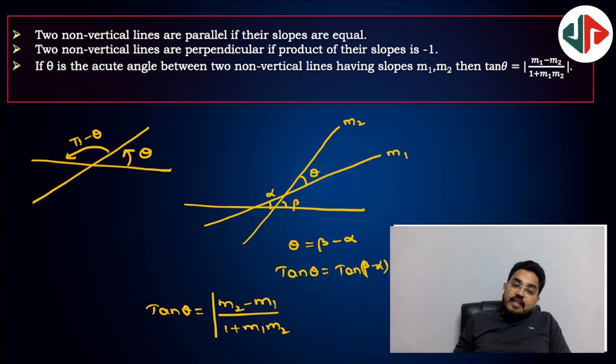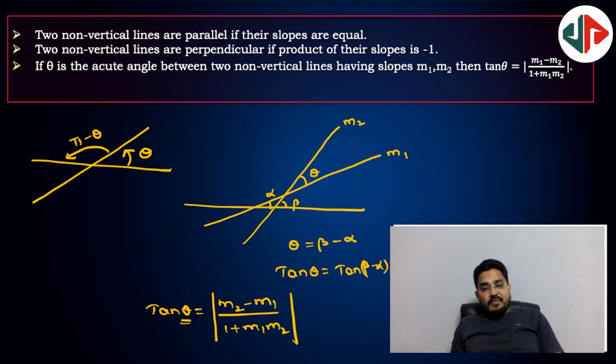So if theta is acute, we'll keep the modulus for the total value that you are finding. Important points here: two parallel lines have equal slopes. If slopes are equal, they are said to be parallel. If two lines are perpendicular, then the product of the slopes is equal to minus 1, except when the lines are parallel to the x and y axes. And if two lines have slopes m1 and m2, and the acute angle between them is theta, then tan theta is equal to modulus of (m1 minus m2) by (1 plus m1 m2).